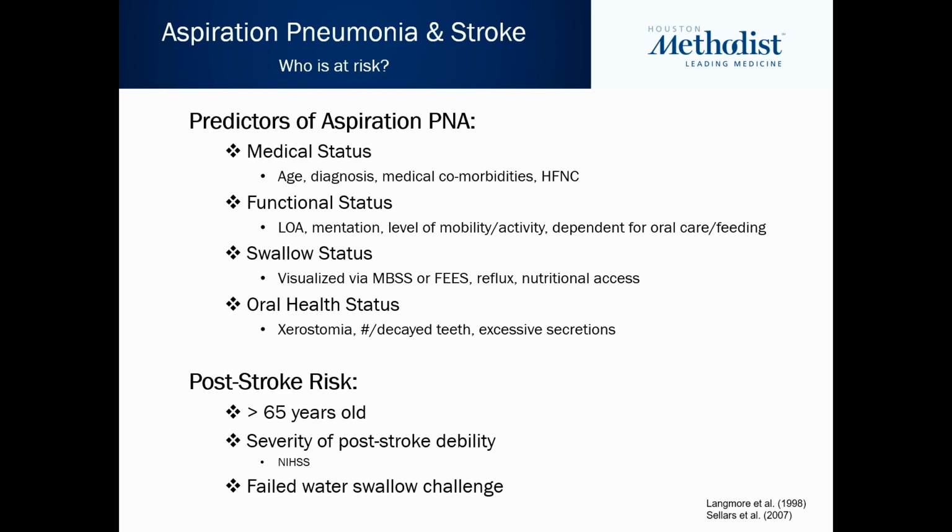So taking a deeper dive into the post-stroke population, research indicates that patients over the age of 65 may be at higher risk for developing pulmonary complications secondary to dysphagia, severity of their post-stroke deficits, so highly related to NIH scores. Is this patient now non-ambulatory? Is this patient now cognitively or linguistically compromised? Is this patient unable to self-feed? Is this patient now dependent for oral care? All of these factors play a huge role into if this should be a concern or not. And then lastly, how and if they are able to complete the 3-ounce water swallow test, which I'll get into on the next slide.